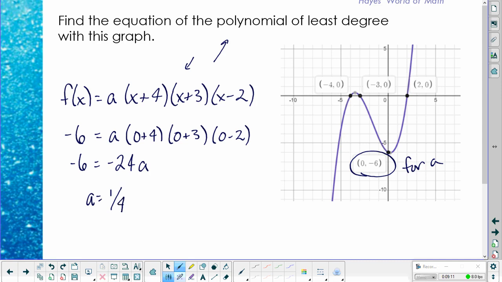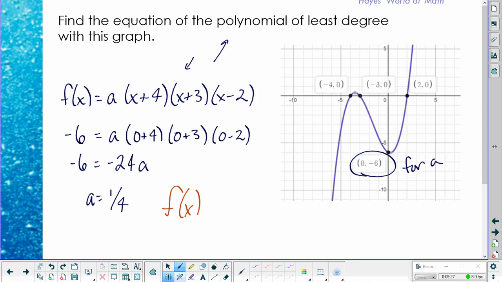Now, a couple of little mistakes that people tend to make. Some people get really excited right here, and they know that 6 times 4 is 24, and they end up making a equal 4. So be careful when you're solving. Go slow enough that you don't make that mistake. And then here, your final answer.